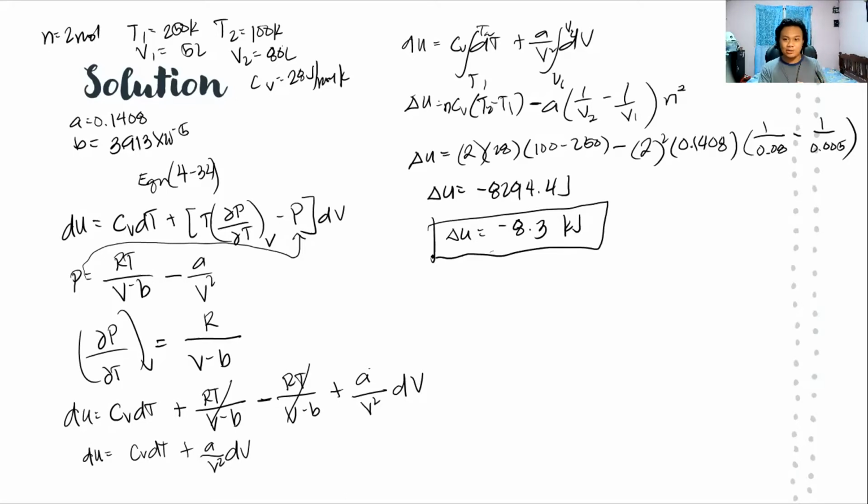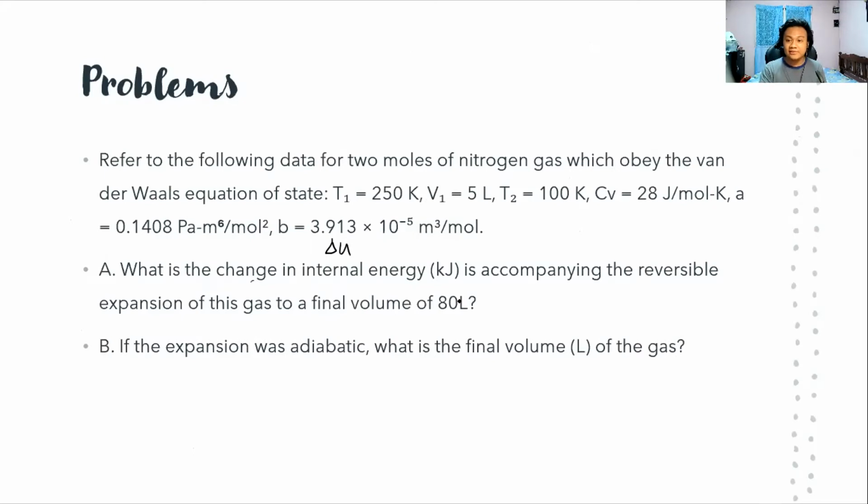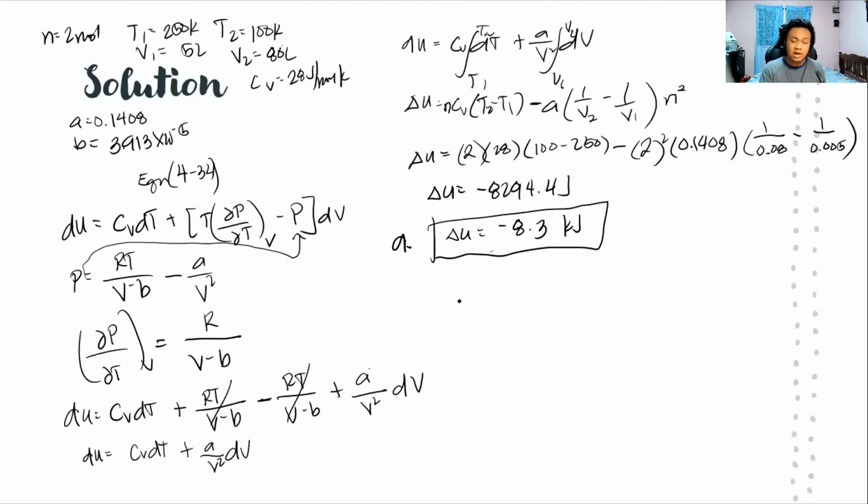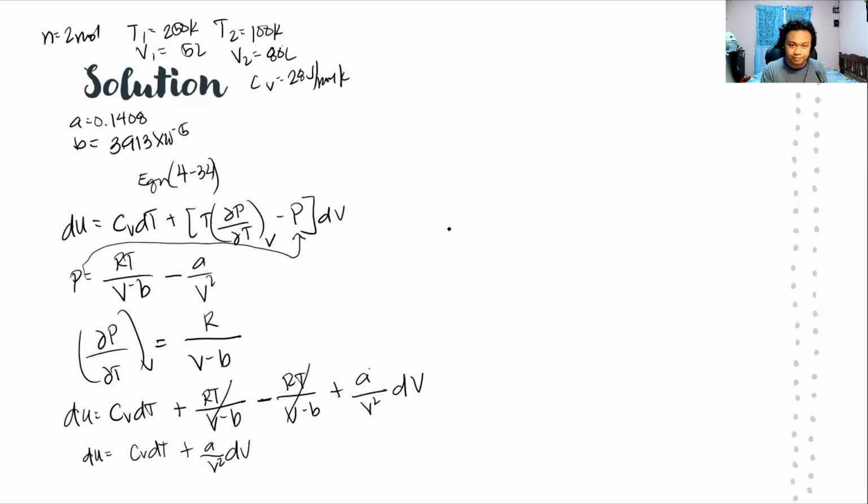Okay, so that's how easy we can solve these problems. And this is letter A. So we are asked to find now for letter B the final volume of the gas if the expansion was adiabatic. So now I will have to delete this part of the solution. I hope you've copied it. Okay, so now let's go to letter B.